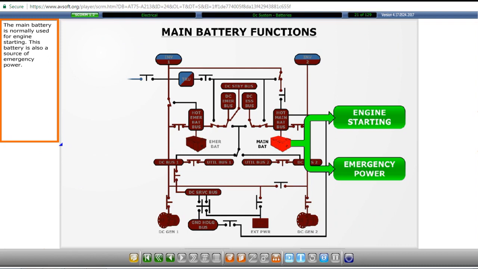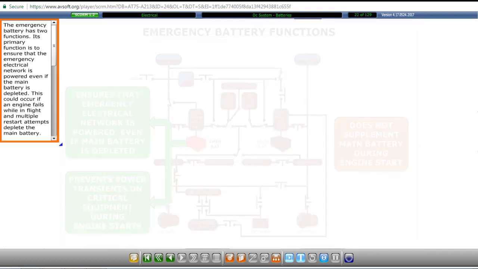The main battery is normally used for engine starting. This battery is also a source of emergency power.